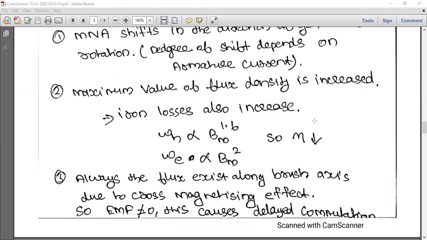So we have a basic equation for how iron loss and hysteresis loss are related to the magnetic flux. Hysteresis loss is proportional to magnetic flux raised to 1.6, and eddy current loss is proportional to magnetic flux raised to the whole square. So as the maximum value of the flux increases, the iron loss also increases. As a result, the overall efficiency decreases. This is already taught to you.